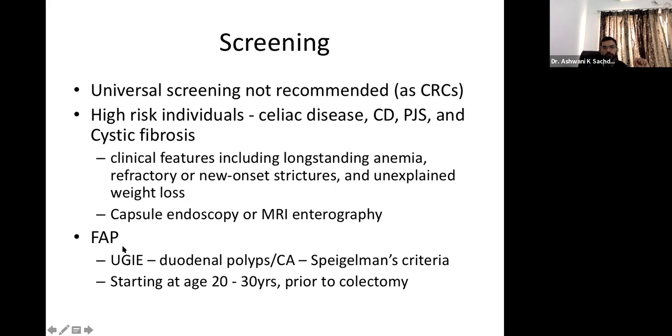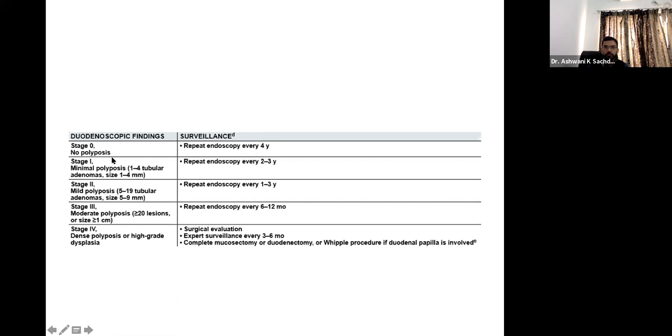In case of familial adenomatous polyposis, which has a high incidence of developing duodenal cancer, screening is done with upper GI endoscopy. The criteria used for endoscopic surveillance is Spigelman's criteria, as we studied in the last class, starting at age 20 to 30 years prior to colectomy. Spigelman's criteria is based on duodenoscopic findings, like no polyposis, minimal polyposis, and mild to moderate polyposis. Screening recommendations change accordingly.